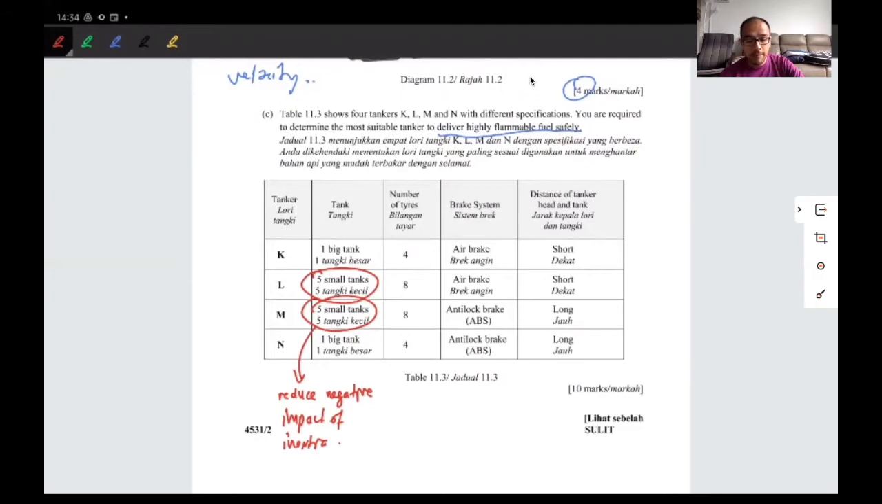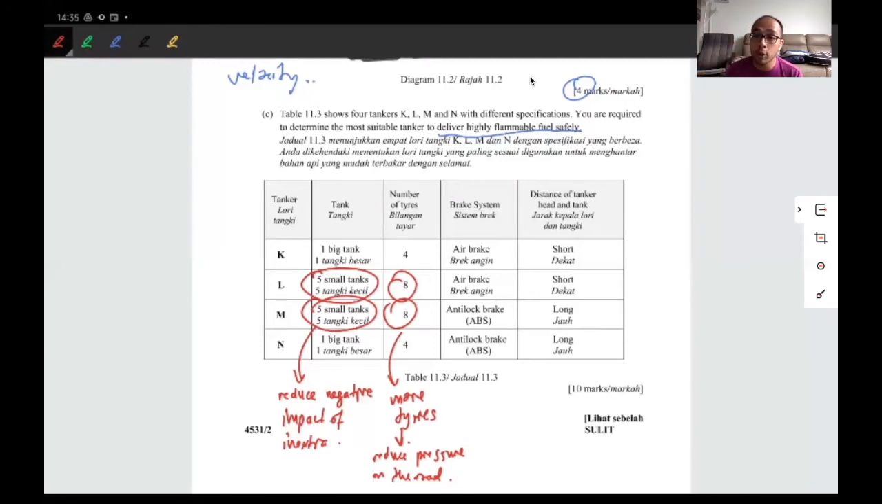Number of tires. Now, you are given 4 or 8. But in your answer, you don't write 4 or 8. Remember, never write the numbers. You always say more tires. Obviously we want more tires, and the reason would be to reduce pressure on the road. If there are fewer tires, there's smaller surface area. Smaller surface area means higher pressure, which is not good for the road.